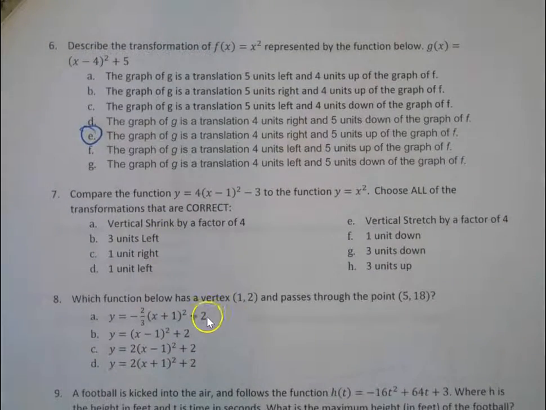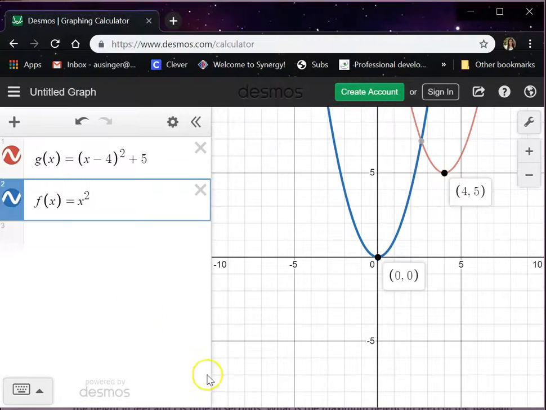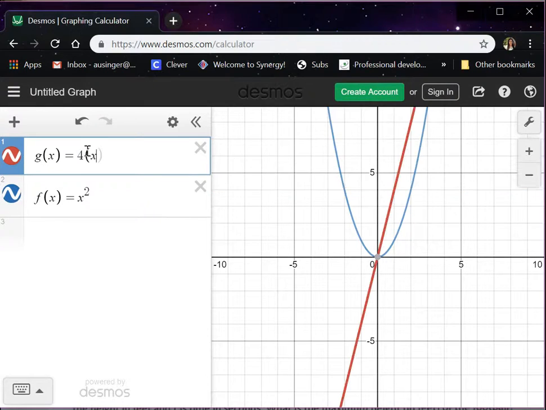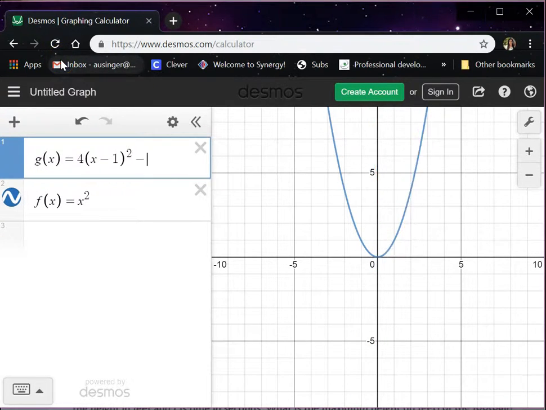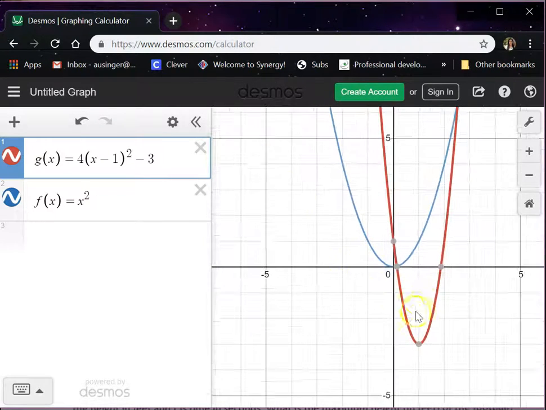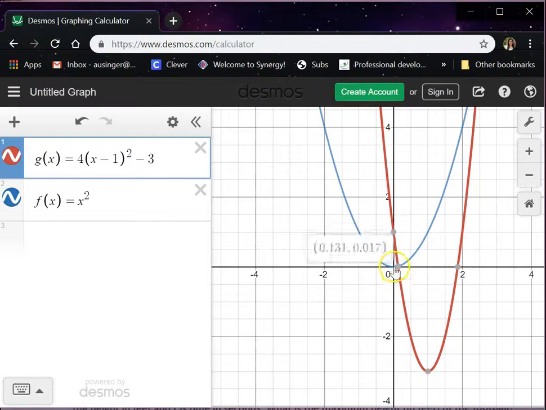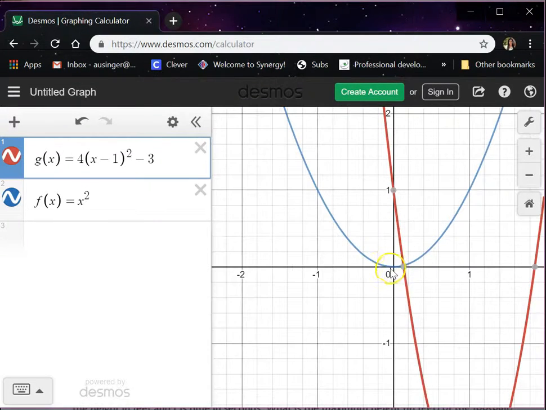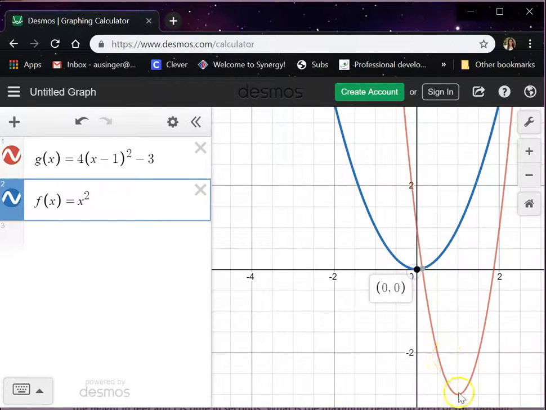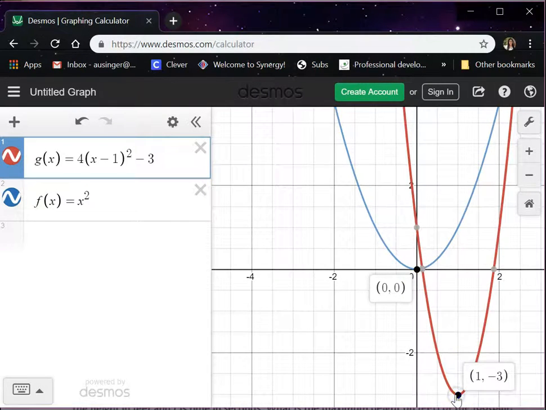Number 7 is similar. I'm comparing two graphs. I'm going to go back to Desmos. I'm going to change my first equation to match the one on the paper. So it's 4(x minus 1) squared minus 3. And now I'm comparing the blue to the red again. So my blue vertex is something like that. And then this one is (1, -3).